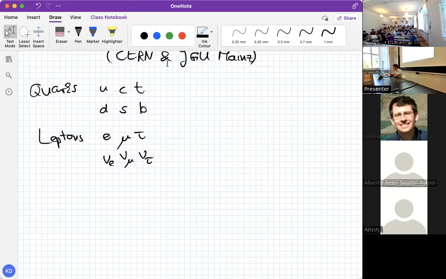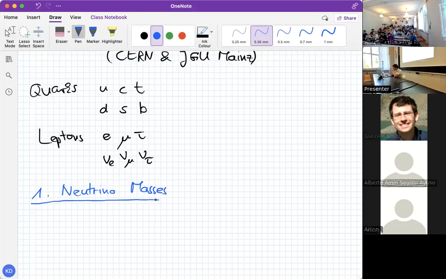Okay, so let's then start in earnest. As I said, the first lecture is about neutrino masses. And the first subsection is how neutrinos arise in the standard model. Neutrinos in the standard model.